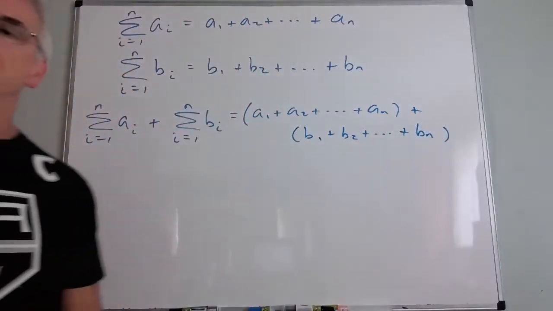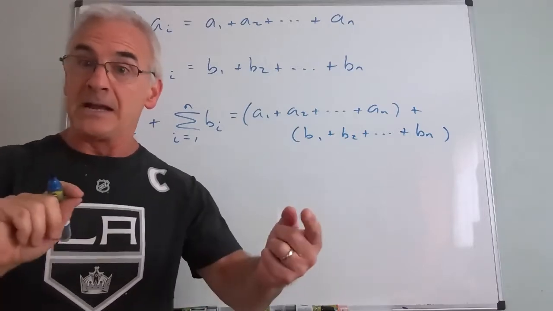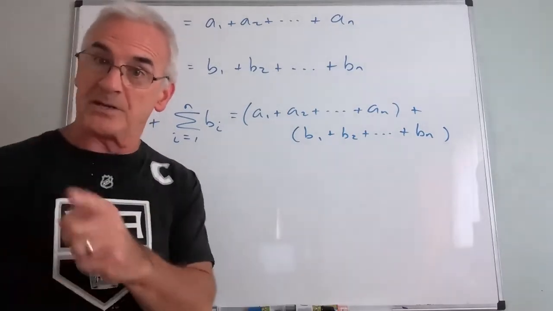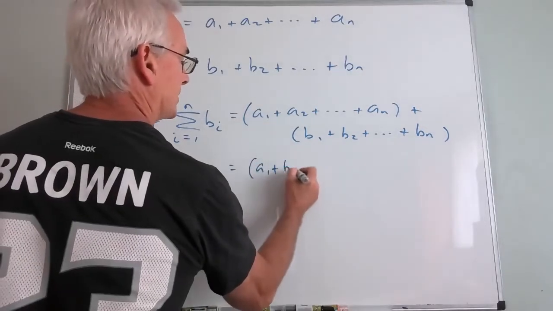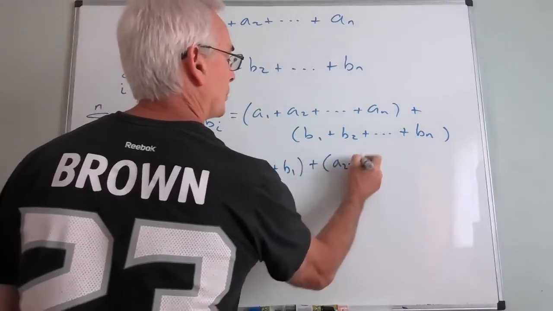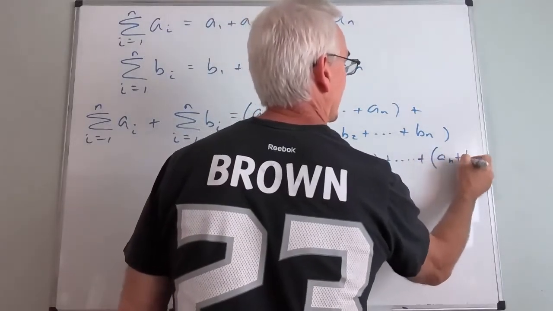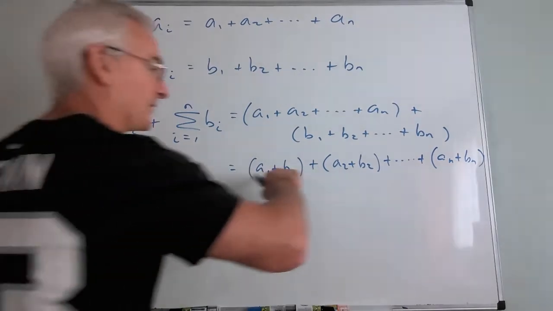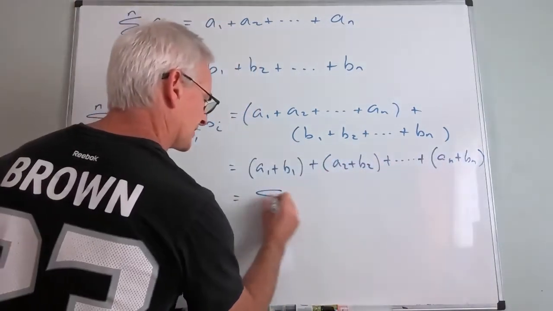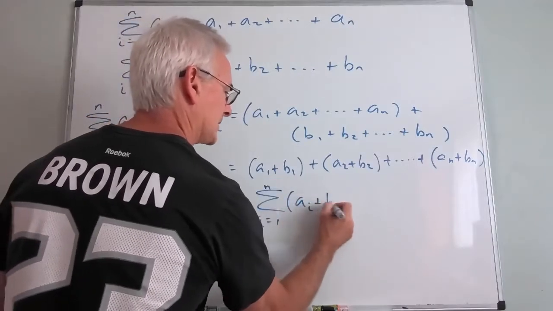Now, using commutativity and associativity of addition, we know when we add things, we can add them in any order. And associativity means we can regroup them in any order. So we could rewrite this if we wanted to as a1 plus b1 plus a2 plus b2 plus, and then the last one, an plus bn. Okay, clearly I can do that because the a's and b's are just numbers. But if you look at this, isn't this the sum of ai plus bi?